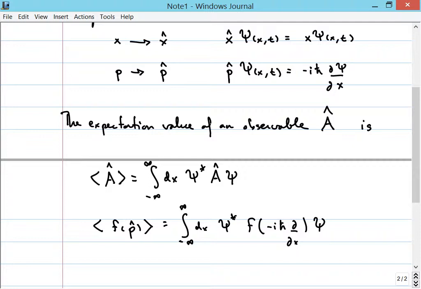So for example, if f of p is p squared, then we'd be talking about the second derivative, the square of the differential operator d by dx. If f is p cubed, I would be talking about the cube of that differential operator, and so on and so forth.